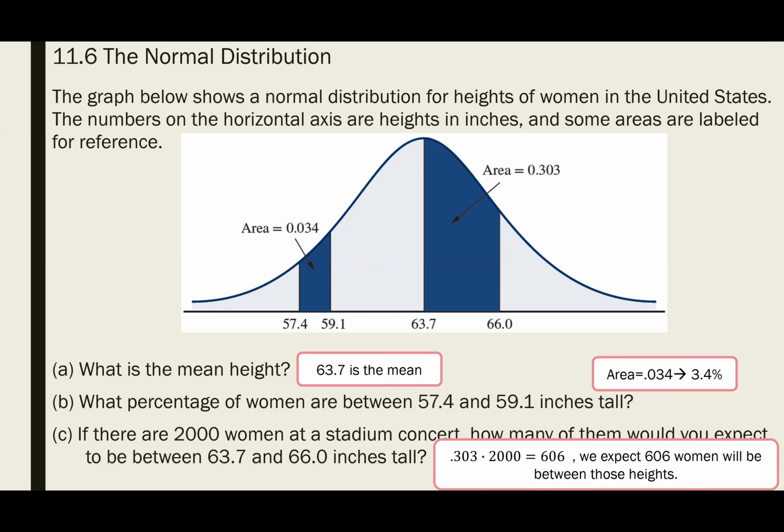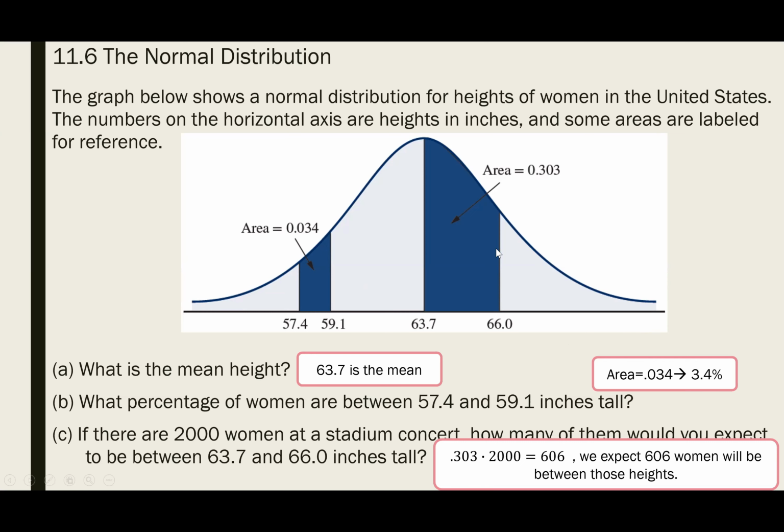So if we have 50%, and there are 2,000 people, meaning 1,000 will be this much. In this case, they tell you that you have 30.3%. If it's 30.3%, how many people should we expect? 606 people, 606 women will be between that height. What we do is we take the area, and multiply it by the total.